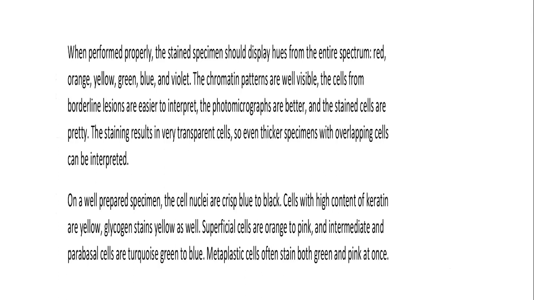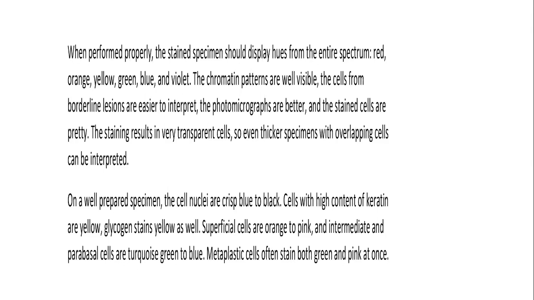So at the end, we see the different colors of the cells; the cytoplasmic area and the nucleus get stained by those dyes. When performed properly, the stained specimen should display hues from the entire spectrum: red, orange, yellow, green, blue, and violet. Chromatic patterns are well visible. The cells from borderline lesions are easier to interpret. The photomicrographs are better, and the stained cells are pretty. The staining results in very transparent cells, so even thicker specimens with overlapping cells can be interpreted.